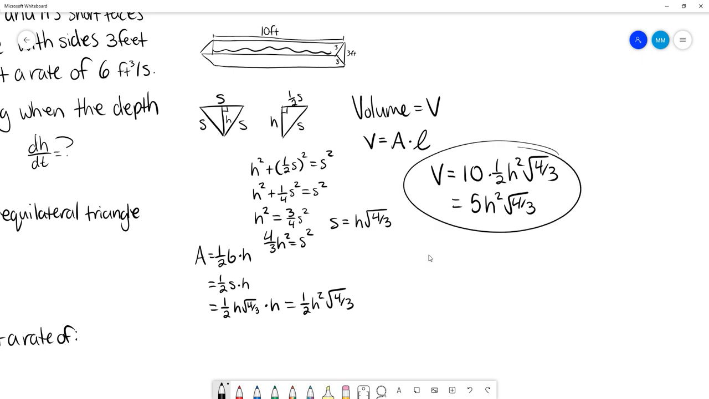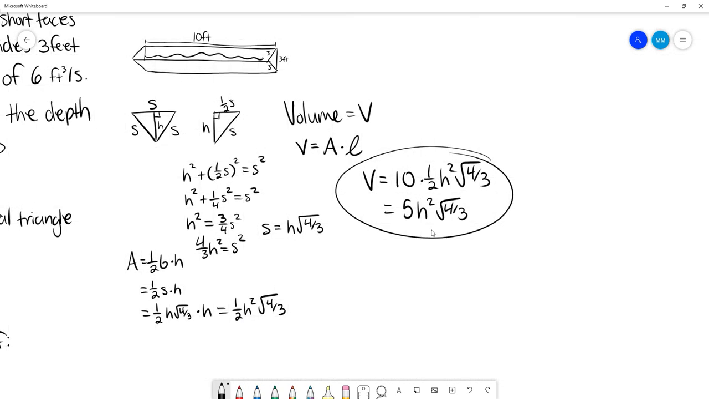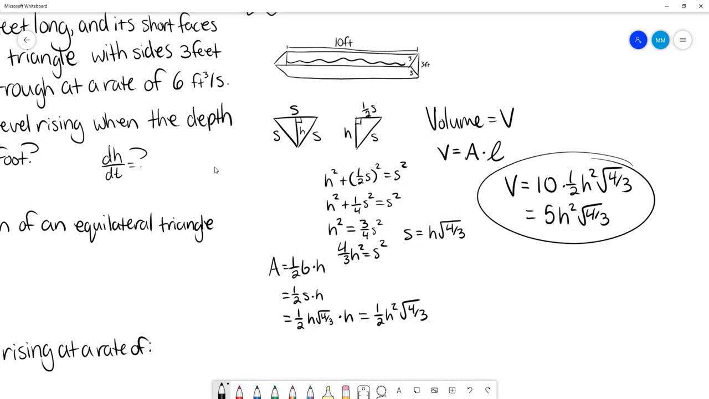Okay, so this is our new volume equation, and I know there's a lot of steps to this, but it will work itself out, I promise, as long as we just keep on going, and just keep looking for how we can find any unknowns and work it out. So if this is our volume, we know we're looking for it when H equals 3/4 of a foot. We're looking for dh/dt when H is this. And we know that dV/dt is, I believe, 6 was what it was.